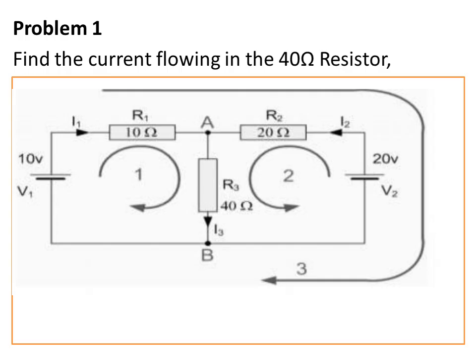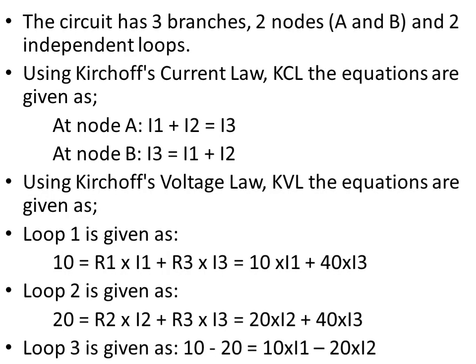Find the current flowing in the 40 ohm resistor of the circuit given below. The circuit has 3 branches, 2 nodes A and B, and 2 independent loops. Using Kirchhoff's current law KCL, the equation at node A is I1 plus I2 is equal to I3. At node B, I3 is equal to I1 plus I2.